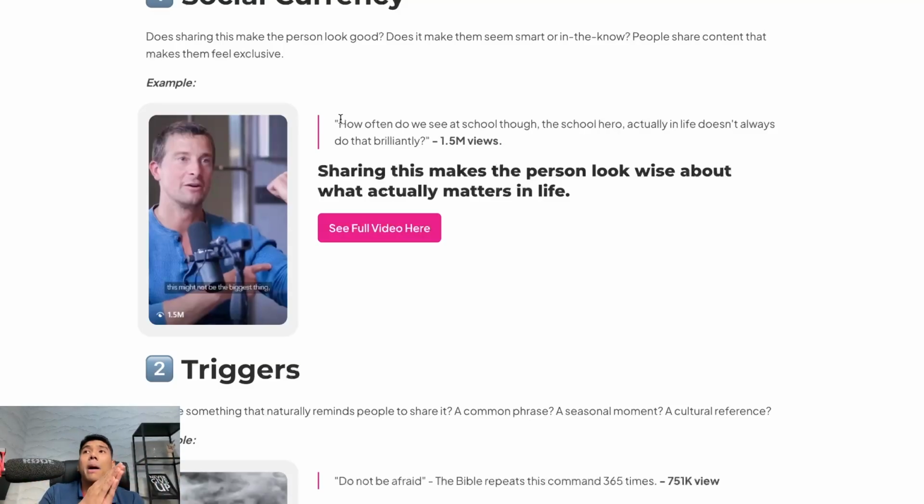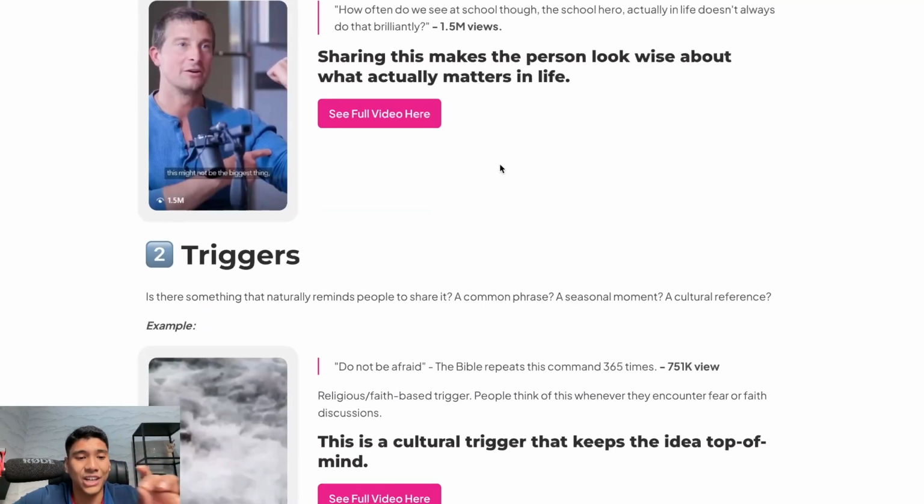Or a parent could share this to their kid to have their kid think of them as wise, and so that their kid doesn't get too down if they don't do well at school. Or it just makes the person that shares this a bit of a contrarian. School's not that important, and it makes them seem smart, street smart, right? So this is an example of a social currency factor inside a video.